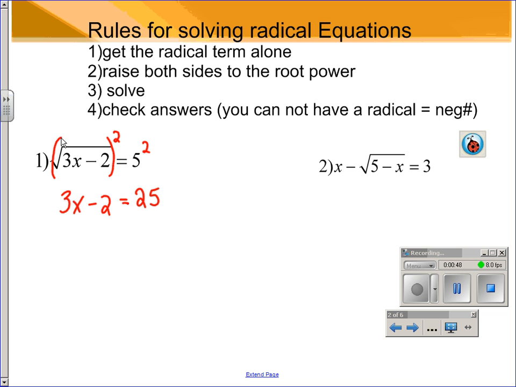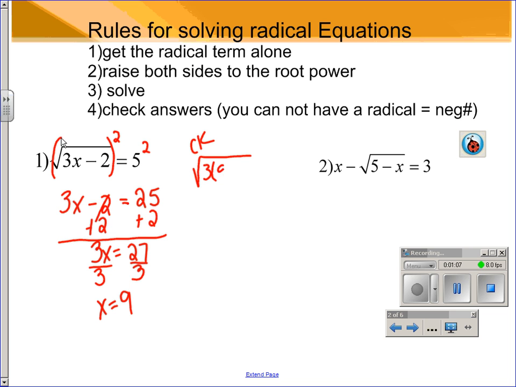Now we're going to solve it as a regular equation. Add 2. So we have 3x equals 27. Divide by 3. So x equals 9. Now check it. So we have our square root of 3 times 9 minus 2 should equal 5. 3 times 9 is 27. 27 minus 2 is 25. The square root of 25 does equal 5, so it checks.